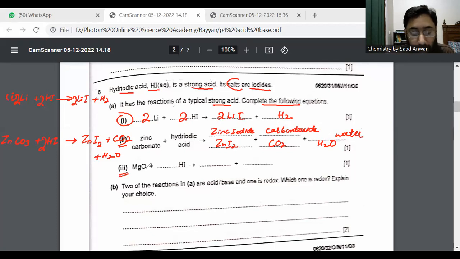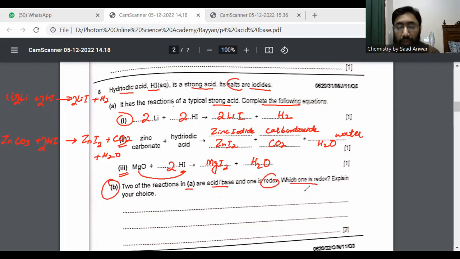The third one is magnesium oxide is going to react with hydrogen iodide. The product is MgI2, magnesium iodide, and water. So to make this equation balance, put a 2 here. Okay, name two of the reactions in A that are acid base and one that is redox. Which is redox? Explain your choice.